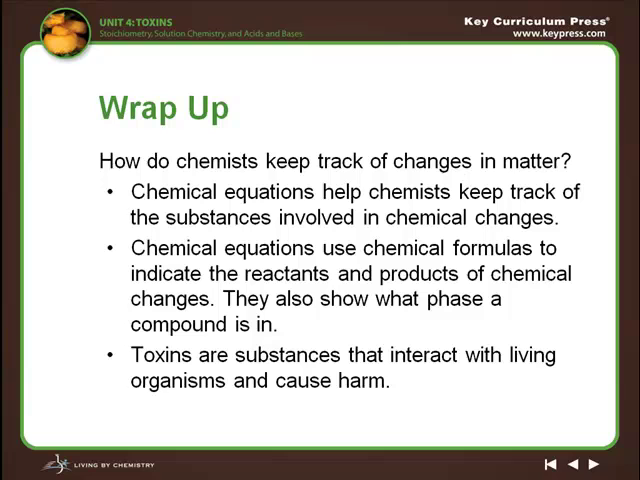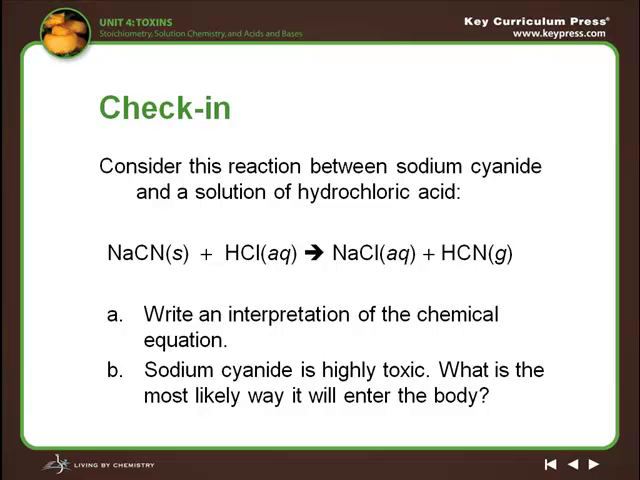Now, toxins are substances that interact with living organisms and cause harm. So these toxins here are the ones that could cause harm most likely to a human, and these are some of the ones we're going to look at in our first unit on toxins. Now, speaking of toxins, let's consider this reaction. I would like you to do part A and B right now on your paper to check in. You can use your cards if you need to, but please do part A and B based on this information on this substance.